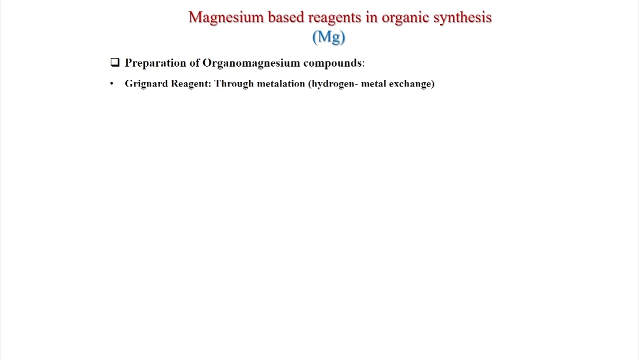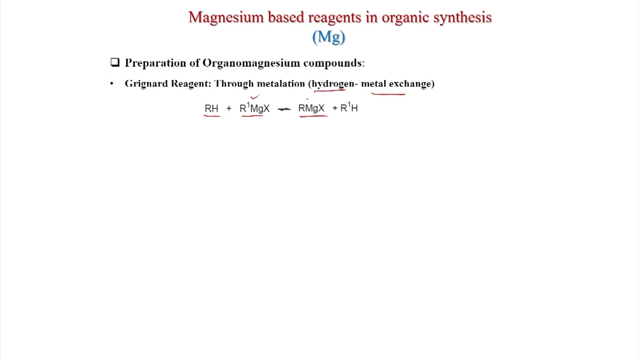Preparation of Grignard reagent, some more preparation through metallation, hydrogen-metal exchange. So one Grignard you can convert to another Grignard when you treat with RH. So this is the hydrogen-metal exchange. This hydrogen is replaced by MgX. So RH becomes RMgX, R1MgX becoming R1H. And generally this RH should be acidic. So an acidic hydrogen should be there. Then the reaction is more facile.